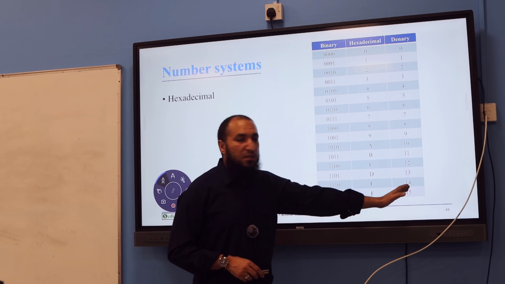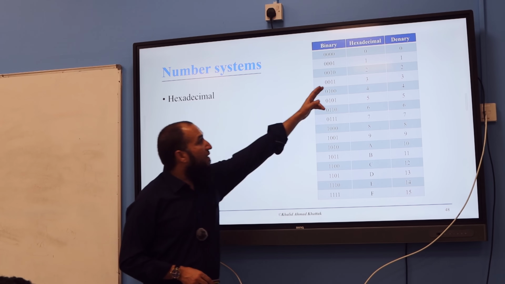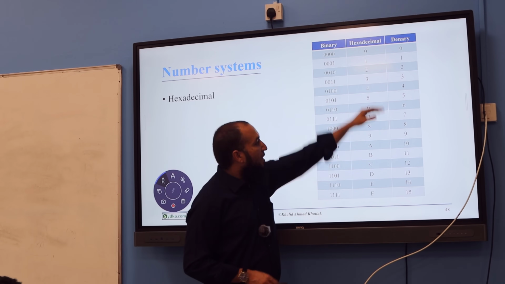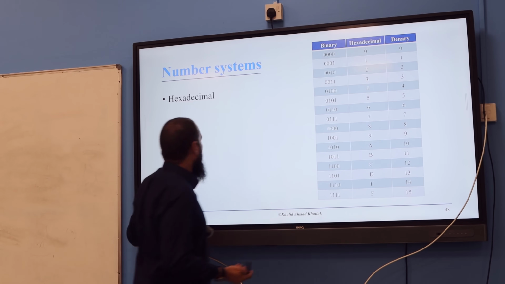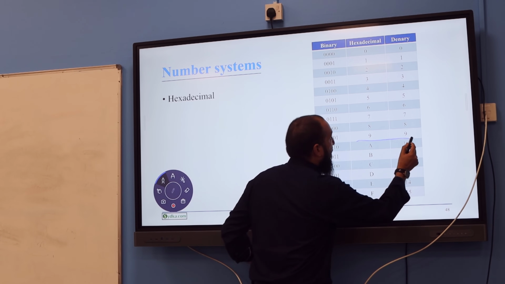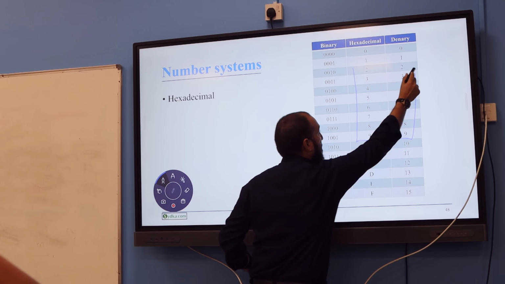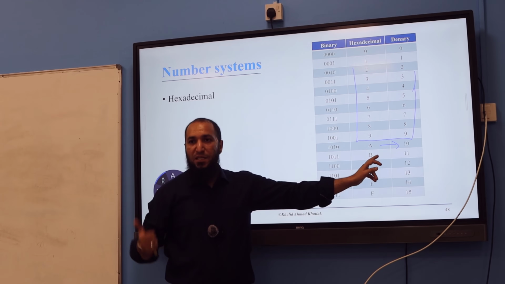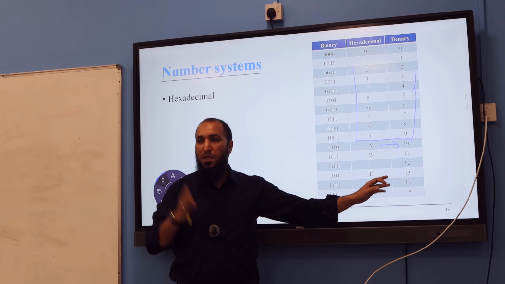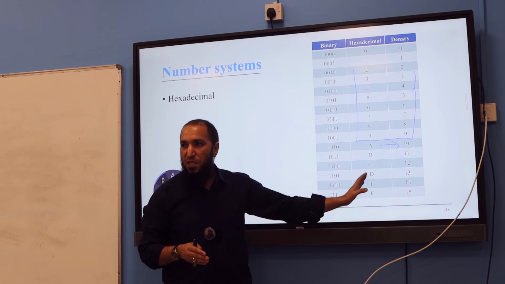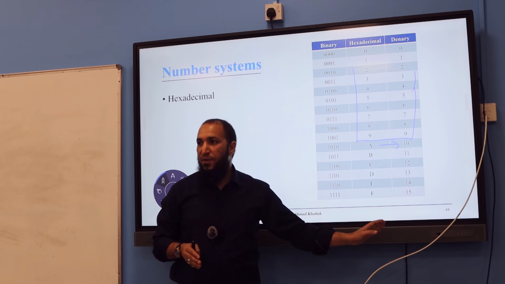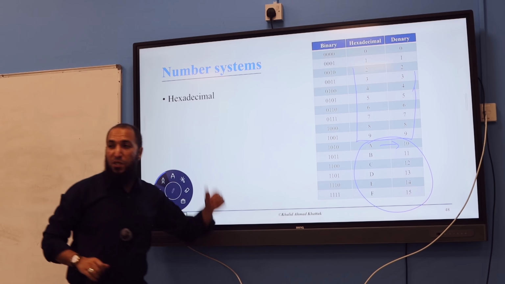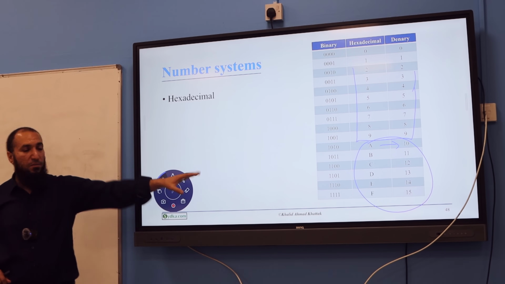We have the denary numbers, then we have binary, and then we have hexadecimal. One thing to notice is that up to 9 these are the same numbers. But you should remember this: 10 is equal to A, 11 is B, 12 is C, 13 is D, 14 is E, and 15 is F. You should remember these numbers. This is important whenever we do conversion.